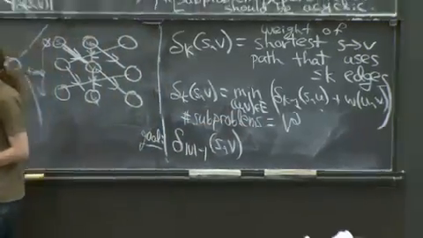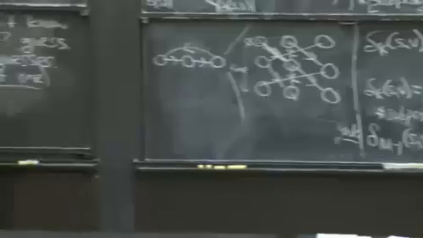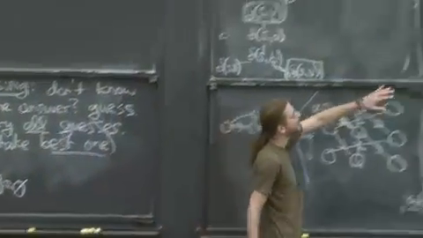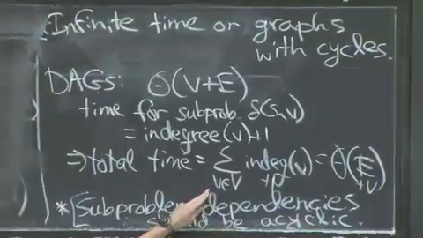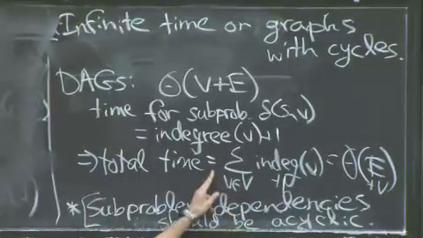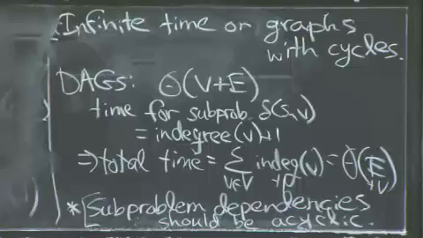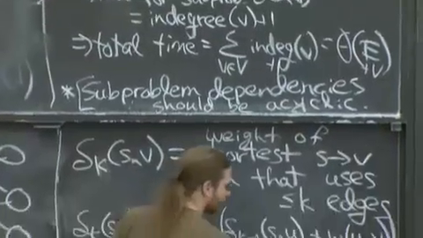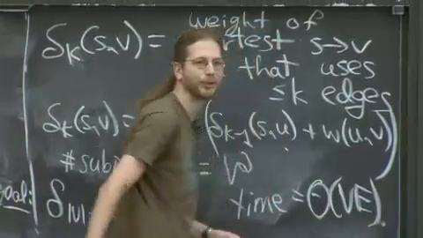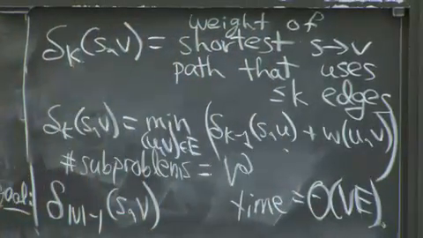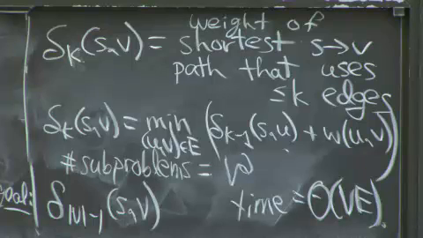How much time do I spend per subproblem? Well, same as before, the in-degree. Where did I write it? Up here. The in-degree of that problem. So what I'm really doing is summing over all V of the in-degree, and then I multiply it by V. So the total running time is VE. Sound familiar? This is Bellman-Ford's algorithm again.